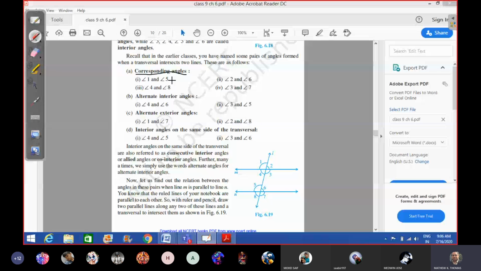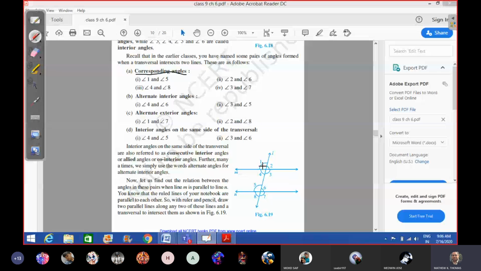So corresponding angles. What is the meaning of corresponding angles? Suppose we have two parallel lines. It's important that we have parallel lines. Then these are the corresponding angles: 1 and 5. Don't take 1 and 4. 1 and 5, 4 and 8, 2 and 6, 3 and 7. These are called corresponding angles. So there are 4 corresponding angles here, and corresponding angles are always equal. But remember, only if these two lines are parallel will these be equal.